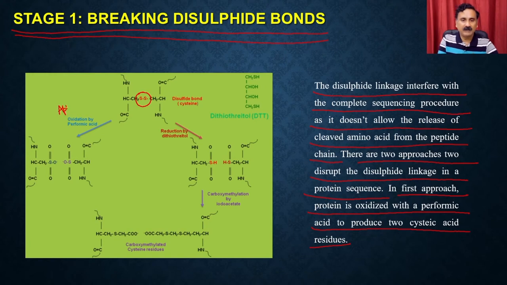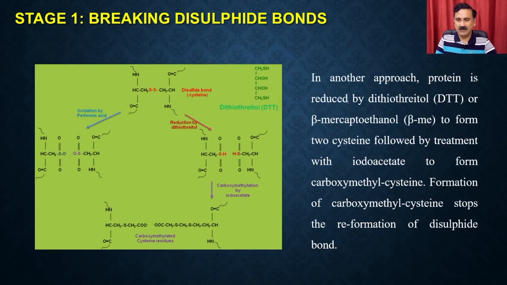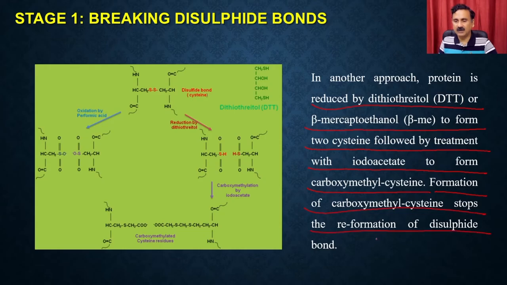In approach one, you use oxidation with performic acid. When you do the performic acid treatment, it breaks the disulfide linkage and gives you the two fragments. Whereas in approach number two, the protein is reduced by DTT or beta mercaptoethanol to form two cysteines, followed by treatment with iodoacetate to form carboxymethylcysteine. Formation of carboxymethylcysteine stops the reformation of the disulfide bond.